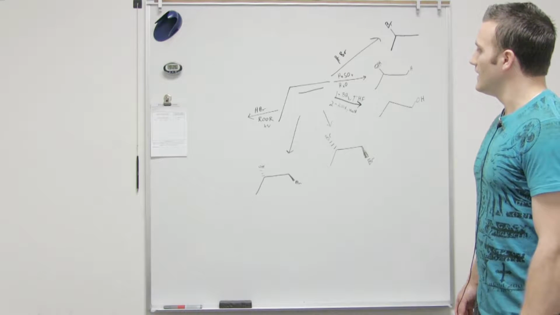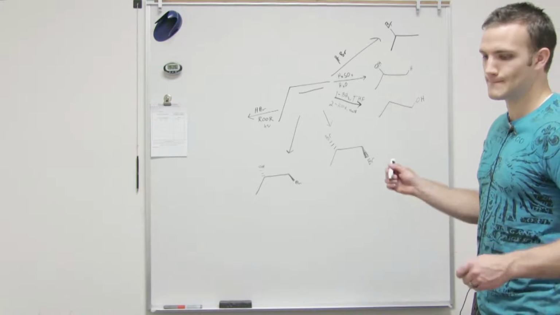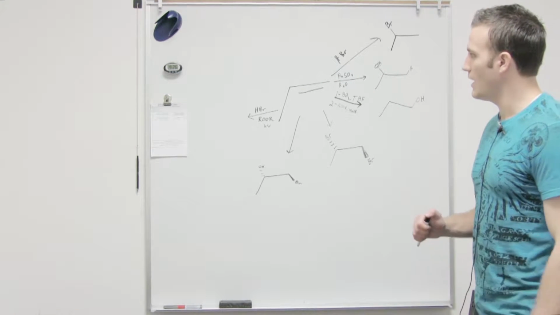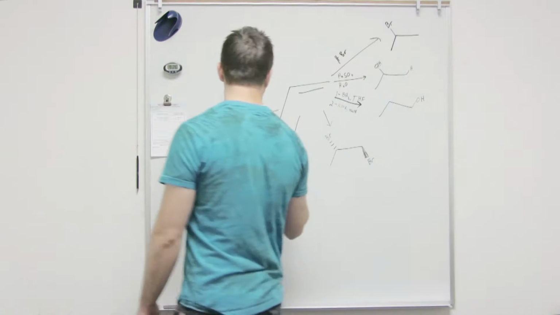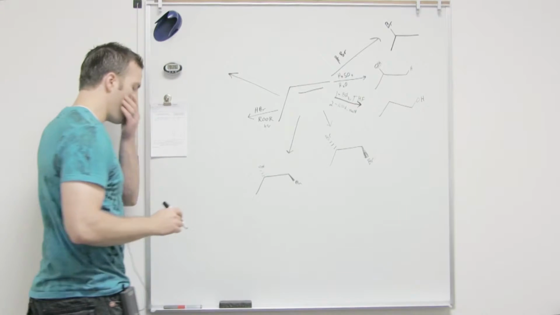Okay. All right. And then we still have epoxidation and ozonolysis for alkenes. For epoxidation, what are your reagents? Peroxy acid. Okay.